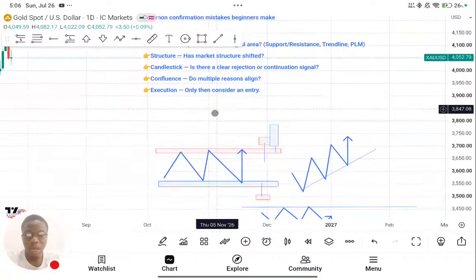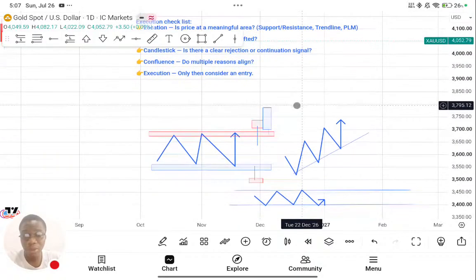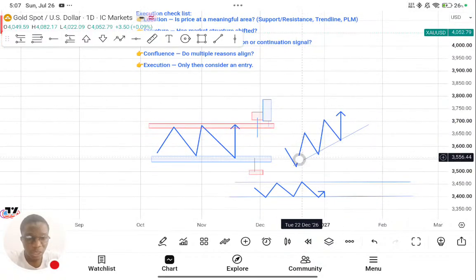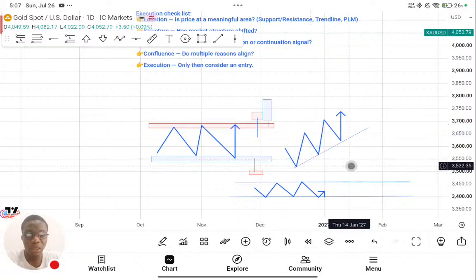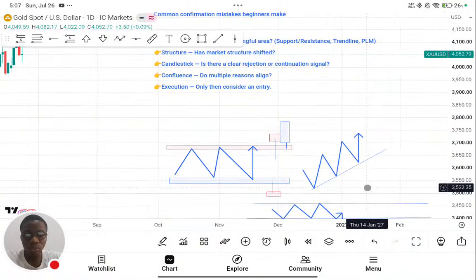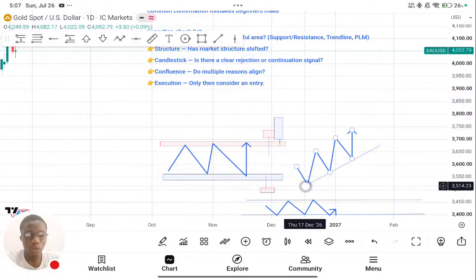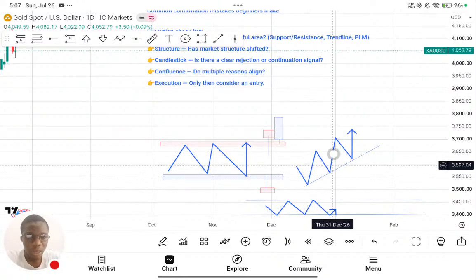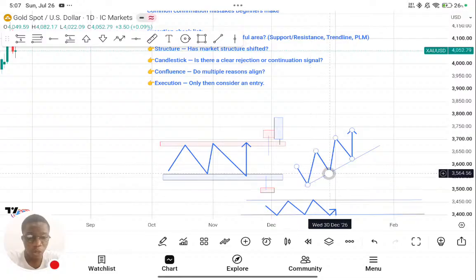Then another meaningful area, if you want to use the dynamic support and resistance, is the trend line we spoke about previously. What you want to be asking yourself is, what is the trend of the market? But before you get to that question, is price at a meaningful level? So a new high is created, a new high is created. For something to qualify as an uptrend, you have to see two higher highs and two higher lows. That's what qualifies an uptrend.